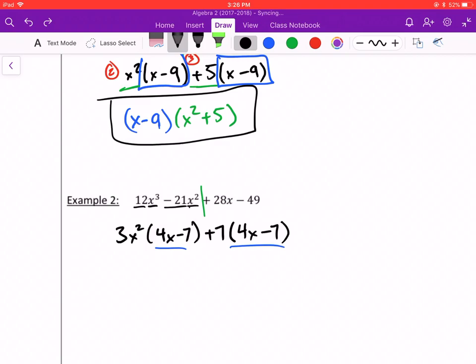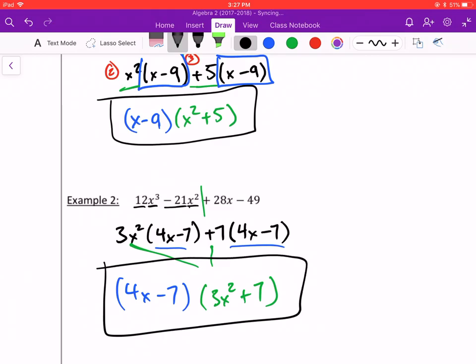All right, and with that, we're going to group these two, and then we're going to put our similar factor, right? And we're going to group the other two. And let's put them over here. Let me draw that a little better, but I'm showing you that I'm grouping these two into 3x squared plus 7. There's your answer. And that's it.